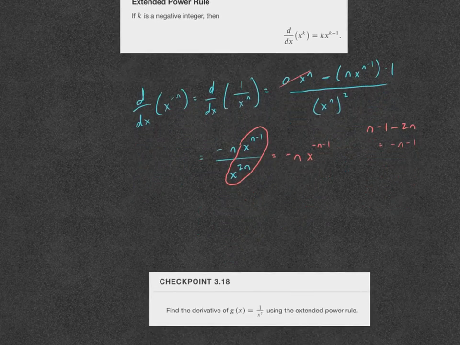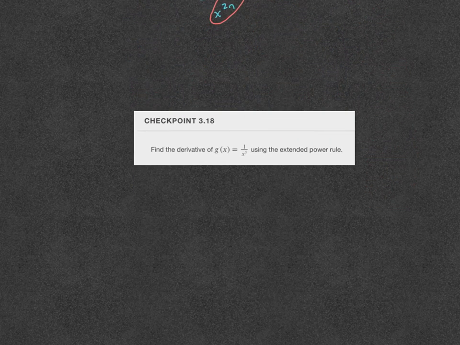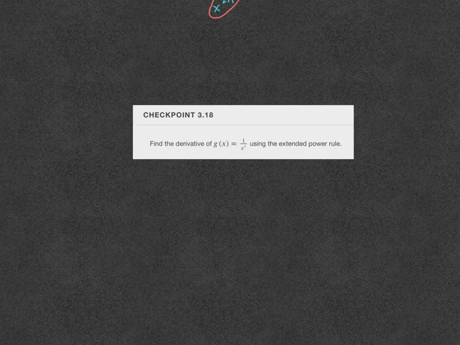Okay, and how does that make my life easier? If I want to take the derivative of 1 over x to the 7th, g of x is 1 over x to the 7th. I don't want to use the quotient rule because that's much more complicated. I can bring that 7 up with a negative exponent and then use the power rule. Negative 7x to the negative 7 minus 1.